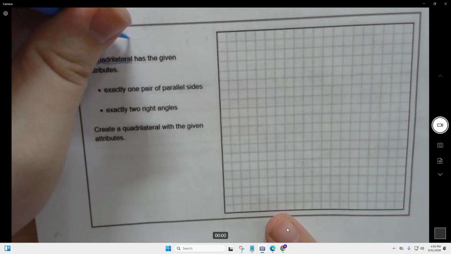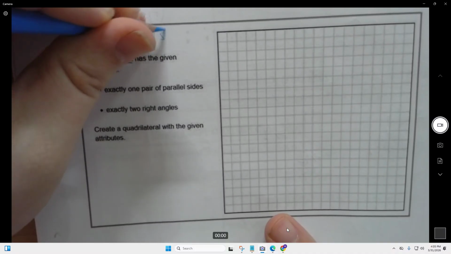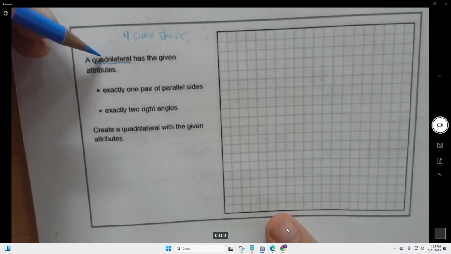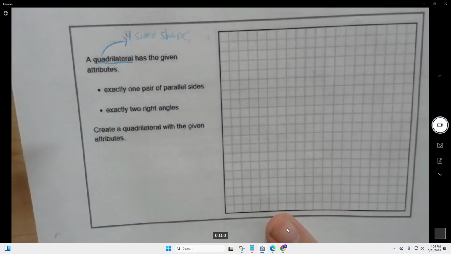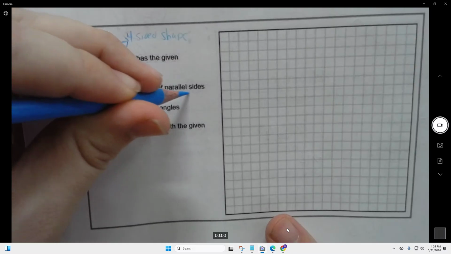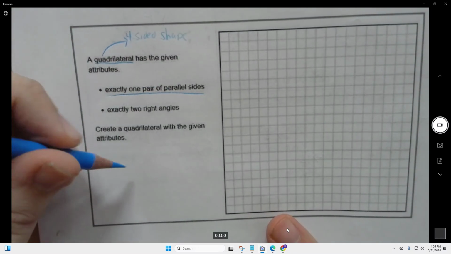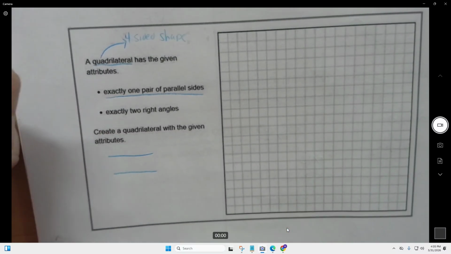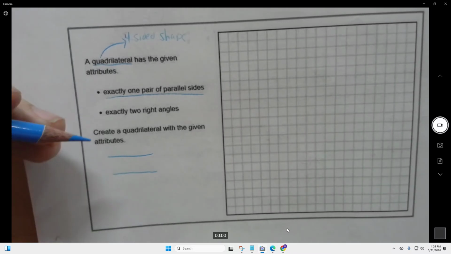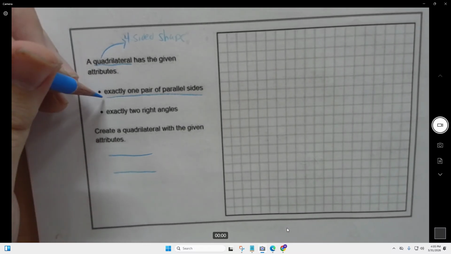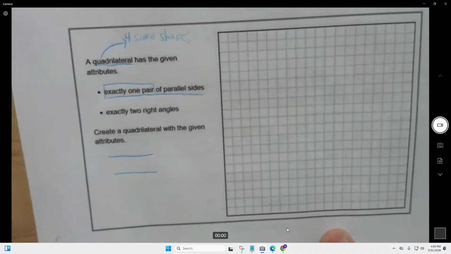A quadrilateral is a four-sided shape. You think of a quad: four sides. It has exactly one pair of parallel sides. That means you have two sides that will never touch each other no matter how far they go on. If you extended the lines out forever, they would never touch each other. However, it says exactly one pair of parallel sides.